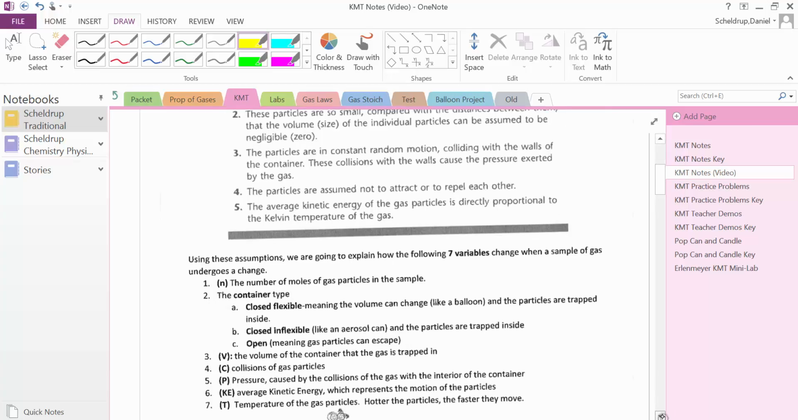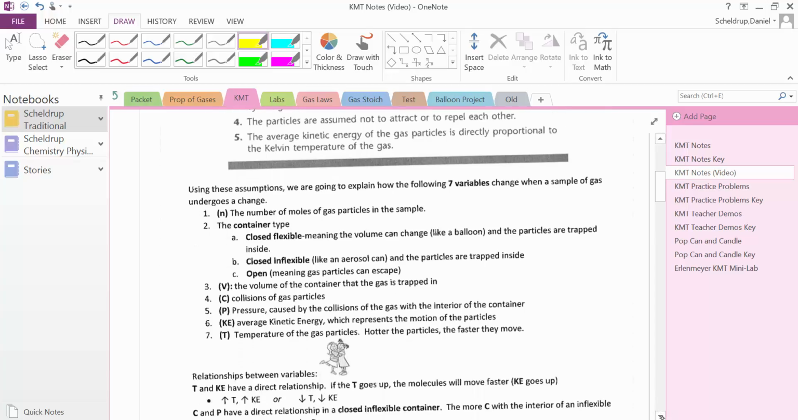Now, the main body of the notes here on this first page are the seven variables that we're going to use to describe something in the model of the kinetic molecular theory. Whenever you solve every kinetic molecular theory problem, you'll always have to include these seven variables. The first variable is moles, so the number of moles of the gas particle. That literally means how many particles are inside of the container, the number of particles.